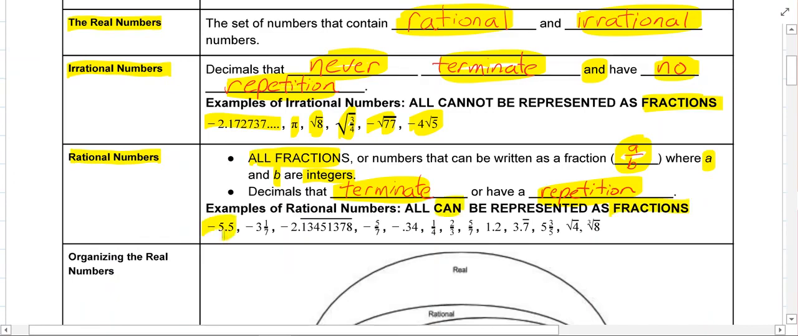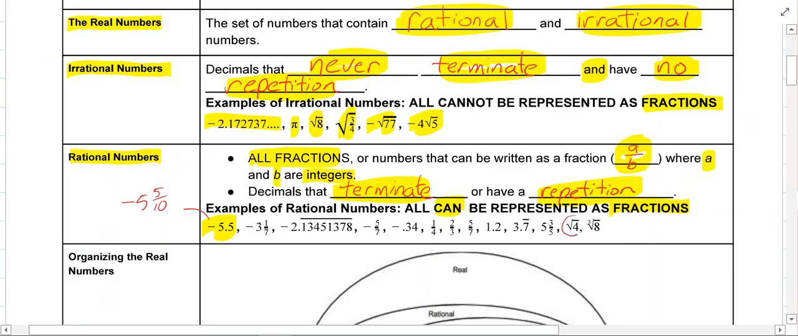Negative 5 and 5/10 can be written as a fraction. I'm not going to do all these for you, but I wanted to show you. That would be negative 5 and 5/10. See, that's a fraction, so that is a rational number. And all of these other ones can be written as fractions. Look all the way down the line. Now, there's a couple at the end I want to point out.